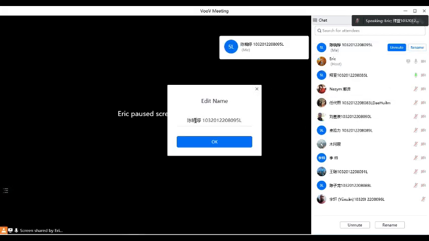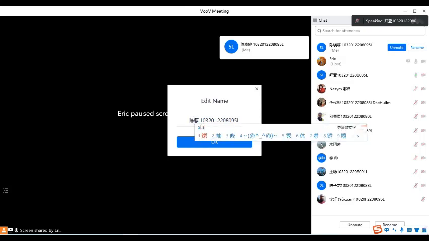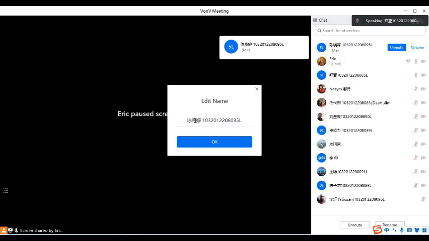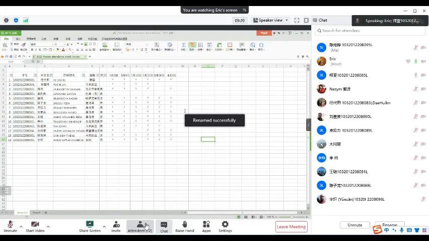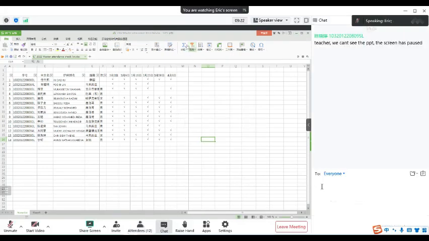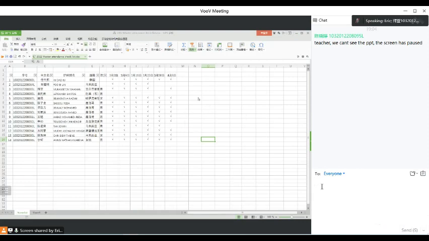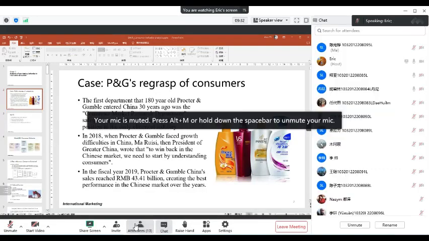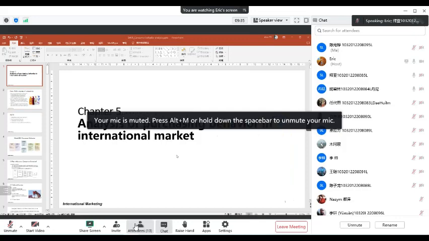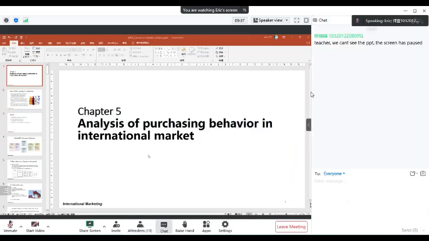Teacher, we cannot see your screen. It starts your browser screen share. Okay. Yeah. I forgot. Thanks for telling me. Okay, so yeah, okay, can you see that? Yes, we can see.